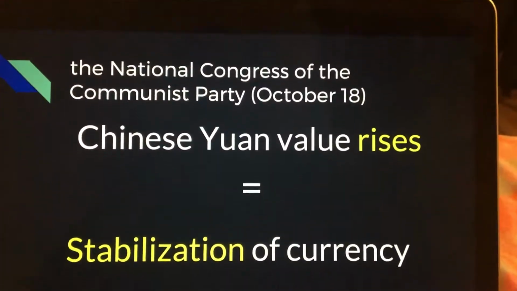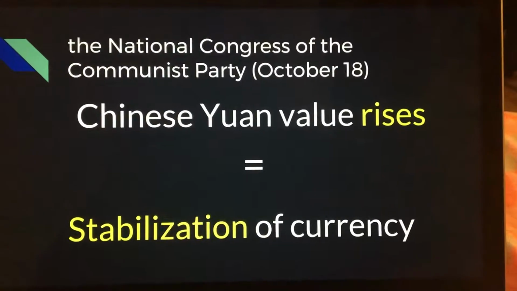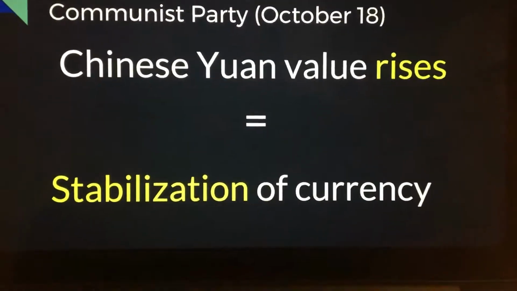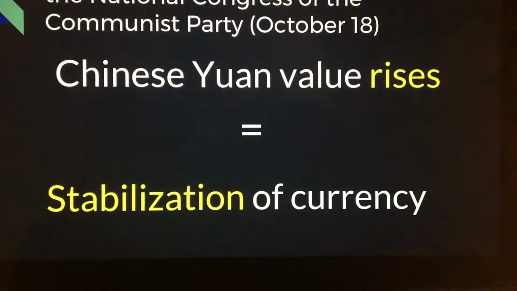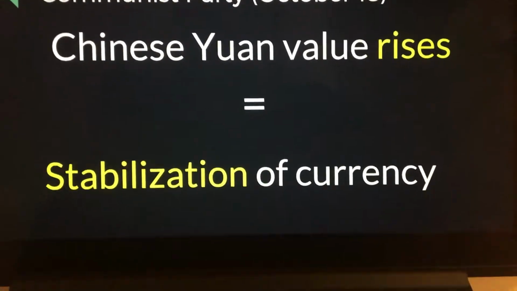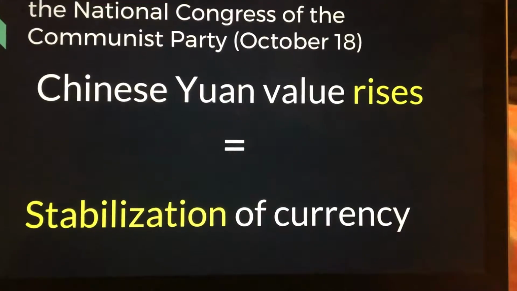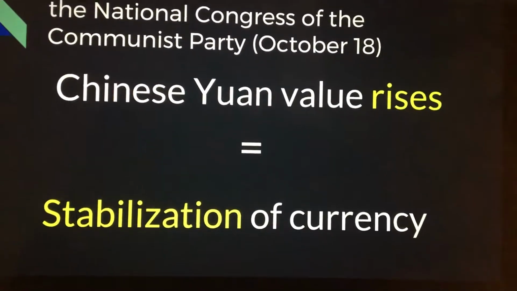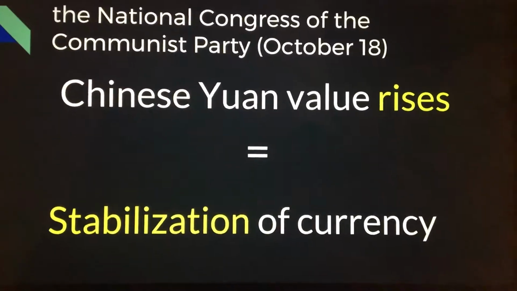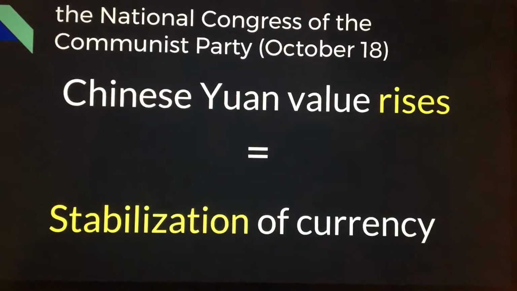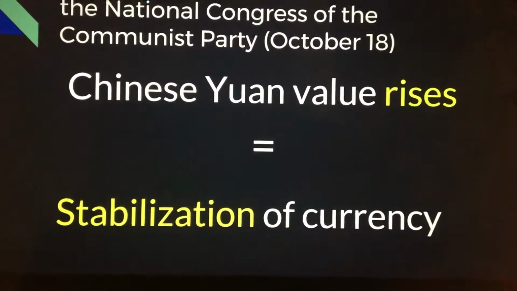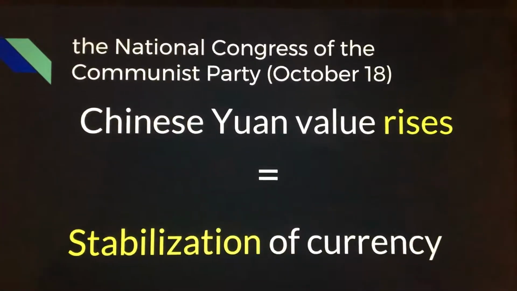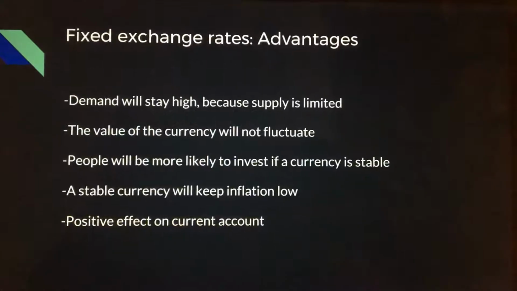Okay, the National Congress of the Communist Party, it was on October 18th. They decided that when the Chinese yuan value rises, the stabilization of the currency also rises. So they obviously want their currency to be more stable. And now we're going to go into why that is. What are the advantages and the disadvantages of having a fixed exchange rate regime?